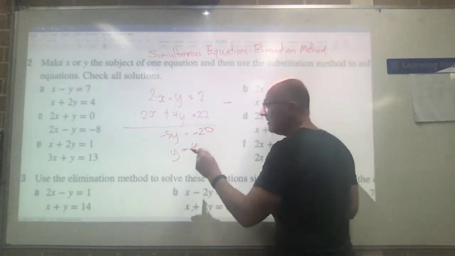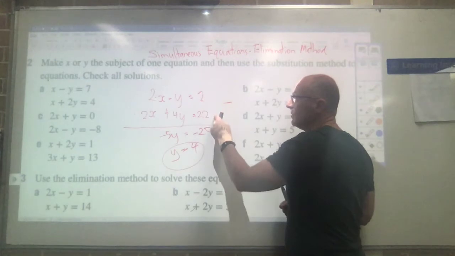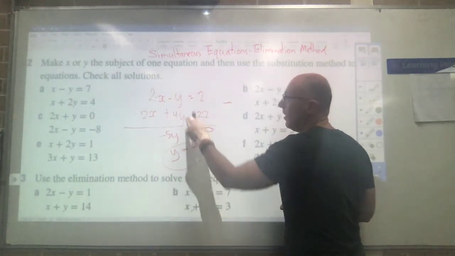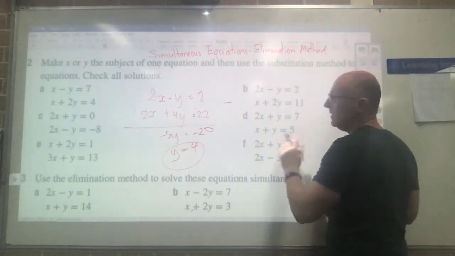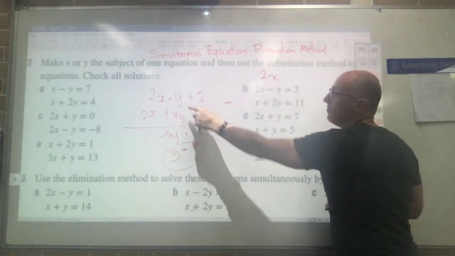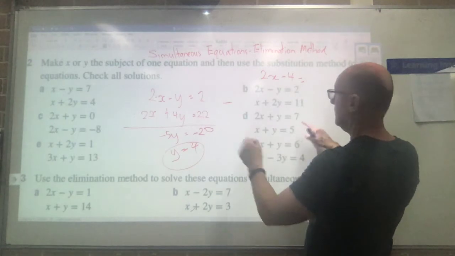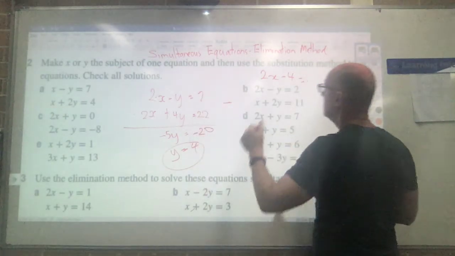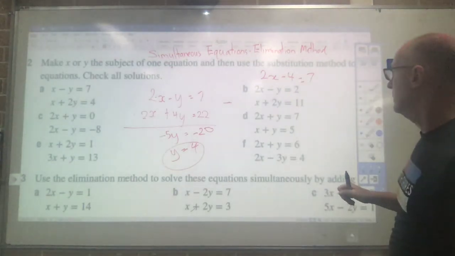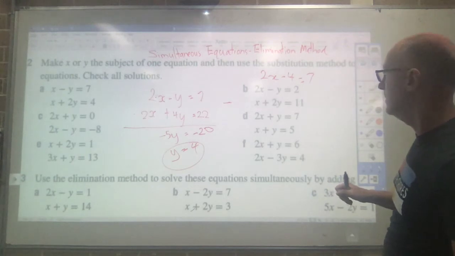So we stick this number that we found back into either one of these two. I would probably stick it in the top one because it just looks easier. Knowing that y is 4, I do the working over here, so it's a bit hard to see. We go 2x minus 4 equals 7, is it? Have I got the right one here? I feel like I've chosen the wrong one here.